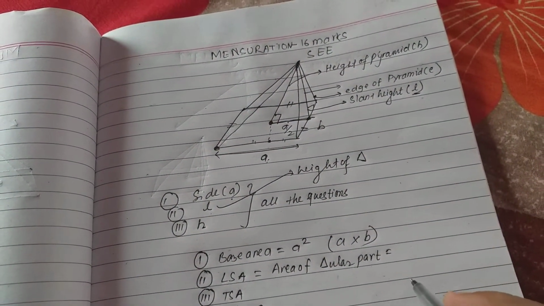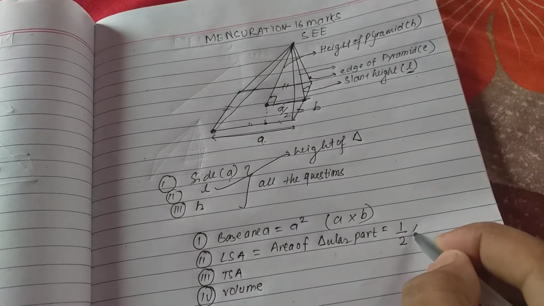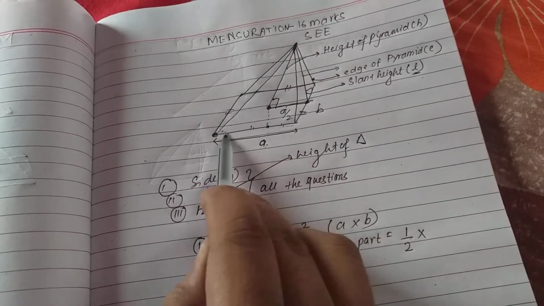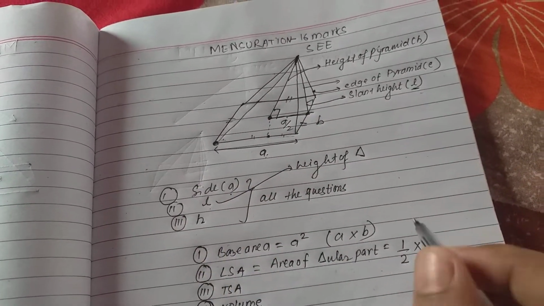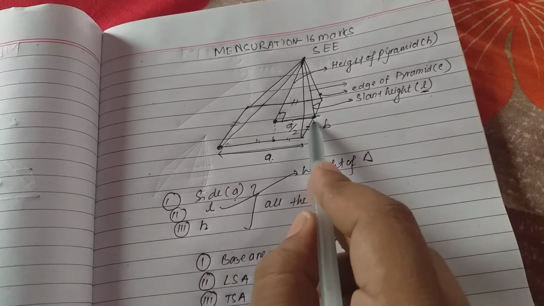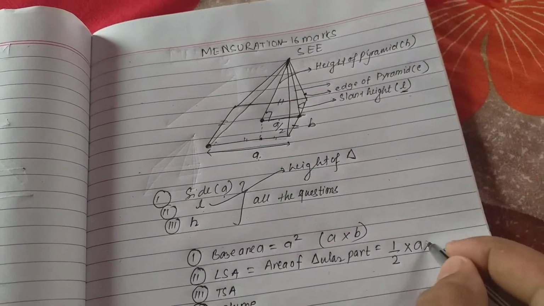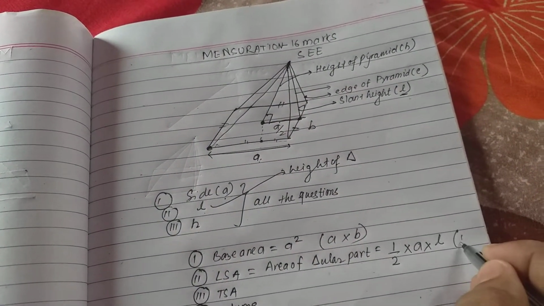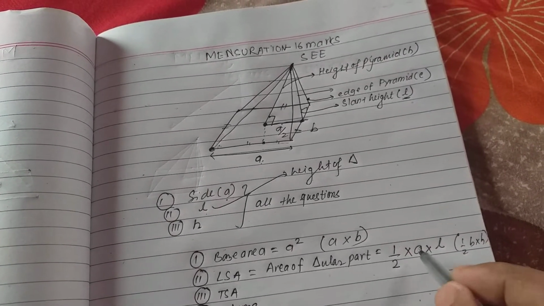So what is the formula for the area of a pyramid? That is half base into height. What is the base? This one is a. All sides are a, so the base of the triangle is a. And what is the height of the triangle? That is L, since the area of the triangle is half base into height. Are you getting it? But how many triangles are there?